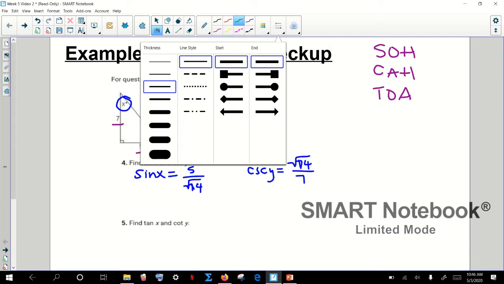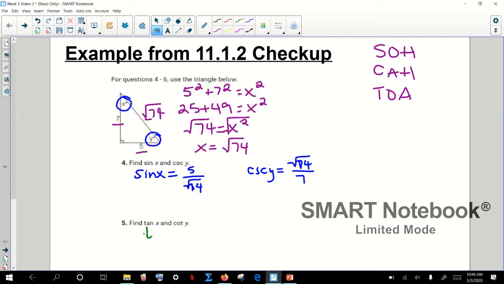Let's move on to the second. First, we want to find the tangent of x. Tangent is opposite over adjacent, so if we're looking at angle x, the opposite side is 5, and then the adjacent side is 7. Now I want to find the cotangent of y, which instead of opposite over adjacent, is going to be adjacent over opposite, since it's the reciprocal. Adjacent is going to be 5, and then opposite is going to be 7. So in that case, those two end up the exact same.